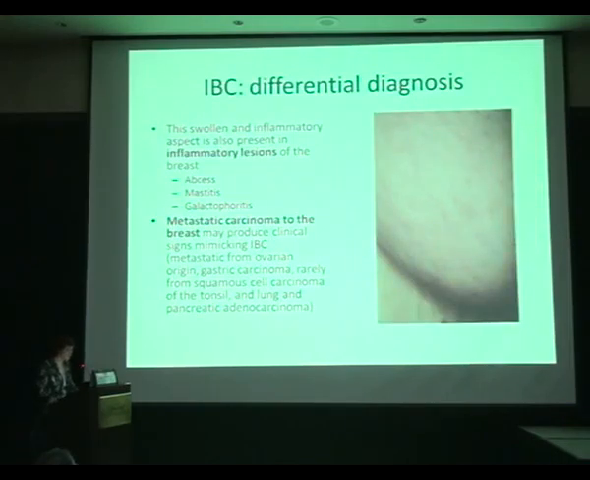So differential diagnosis, and it's important for the clinician to be sure that it's not an inflammatory lesion like an abscess, mastitis, galactophoritis. So they can do an antibiotic treatment, for instance, to look if there is a modification or not. It can also be a metastatic carcinoma to the breast that can mimic an inflammatory breast cancer, and it has been described in the literature: ovarian, gastric carcinoma, sometimes squamous carcinoma.